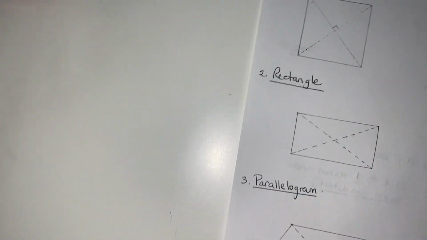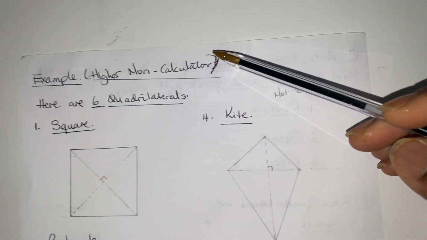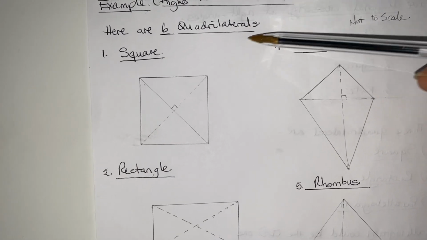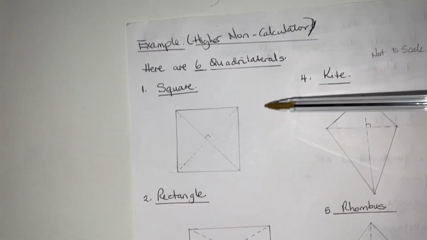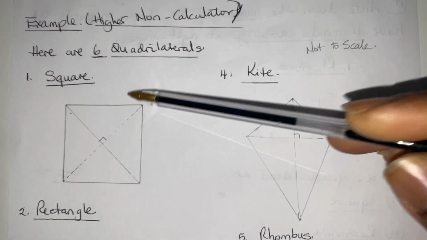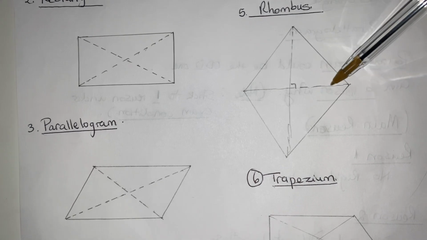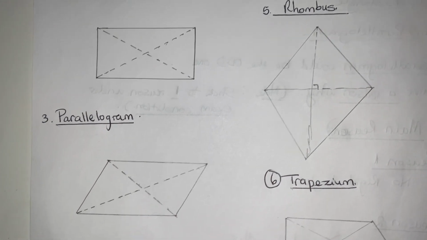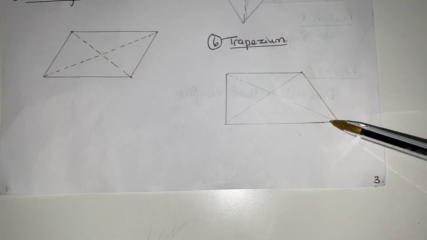Now let's go on. We have another set of questions here that I want to go through with you today. It's also a higher non-calculator paper. Here are 6 quadrilaterals. So they gave you the quadrilaterals: that is the square, that is the kite, that is a rectangle, that is a rhombus, not to scale, that is a parallelogram, and that is a trapezium.